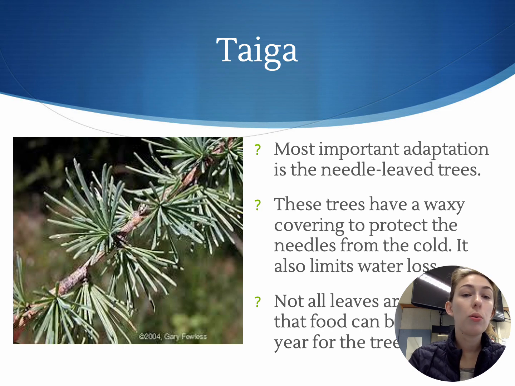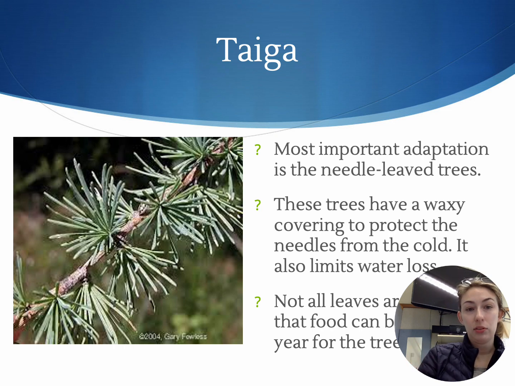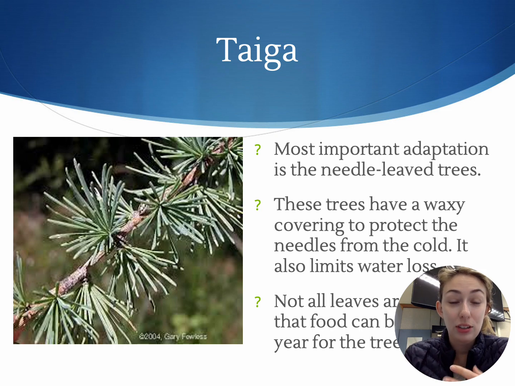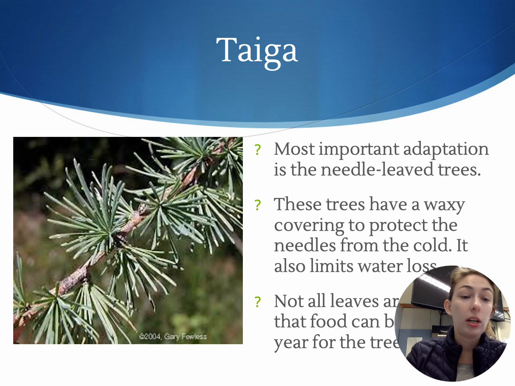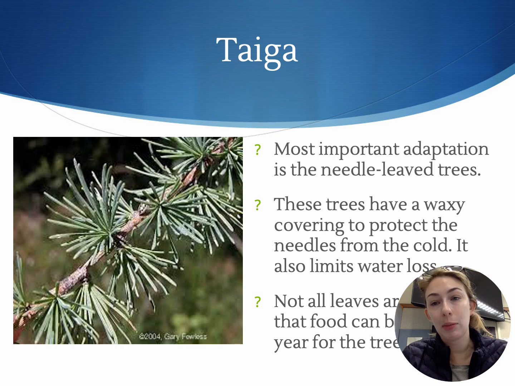The most important adaptation is the needled leaves. These trees have a waxy covering that protects them from the cold, and that's the reason they don't need to shed. Not all of them are going to be producing fruit like crazy during the year. But these taiga leaves have that unique little spiky part with that waxy coating to help them maintain themselves all throughout the cold winters and the warmer summer months.